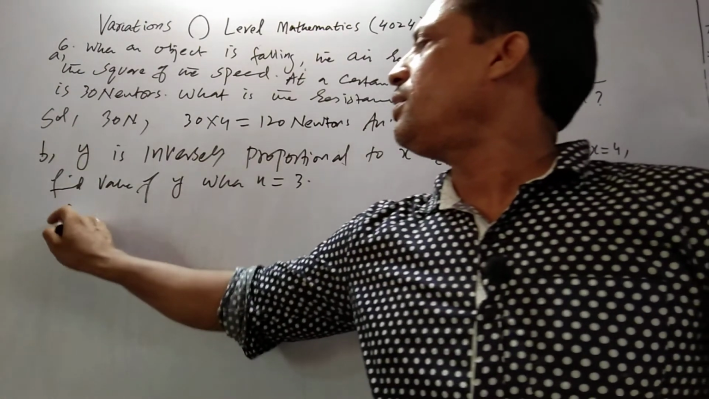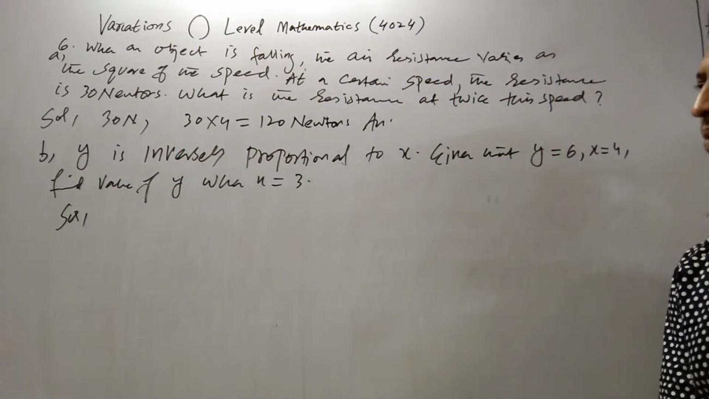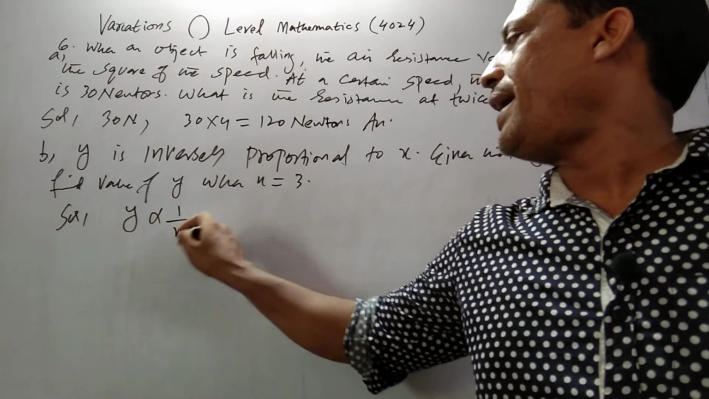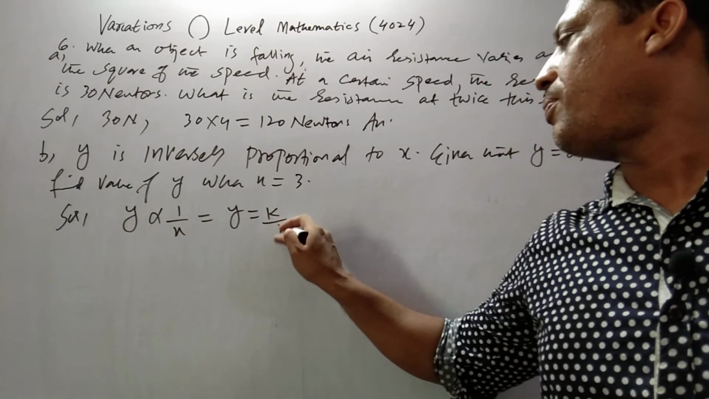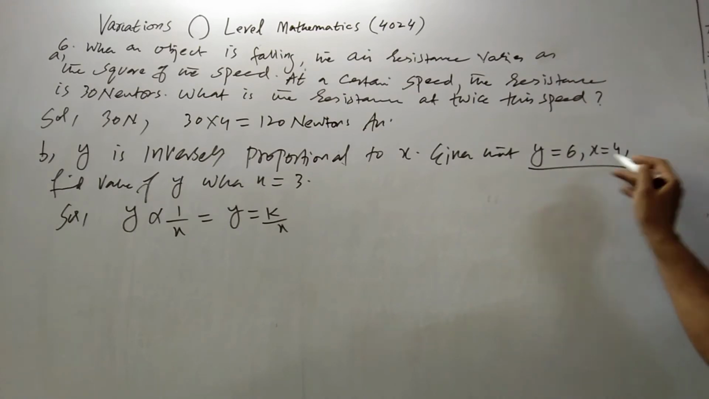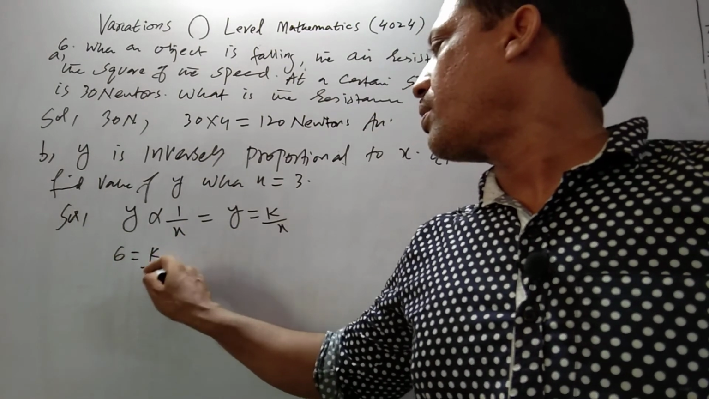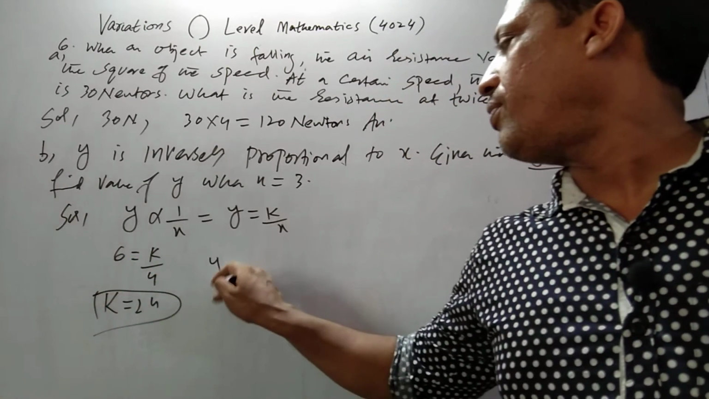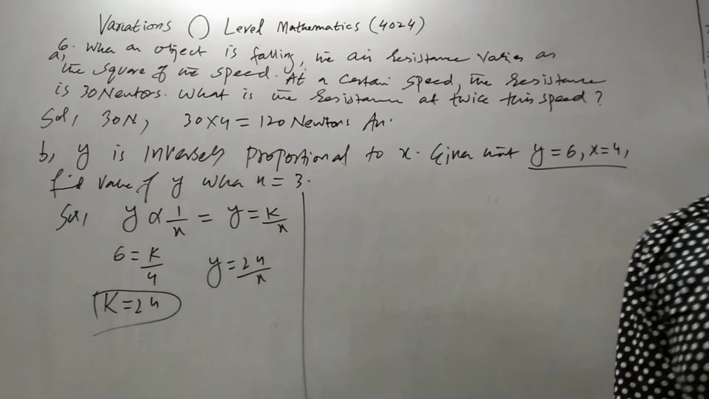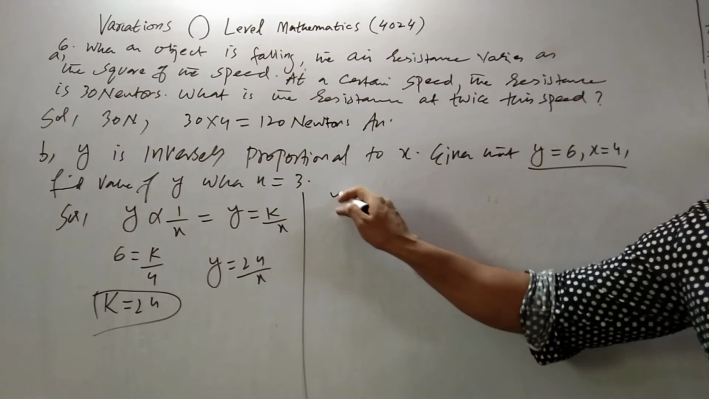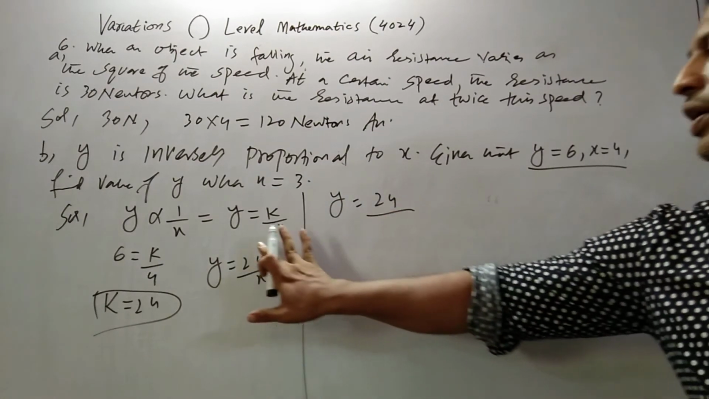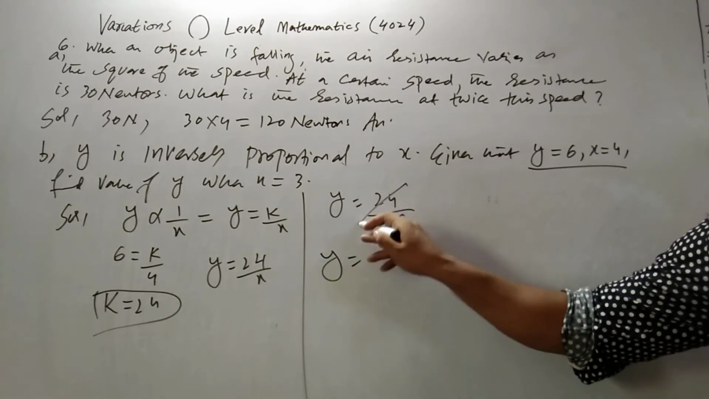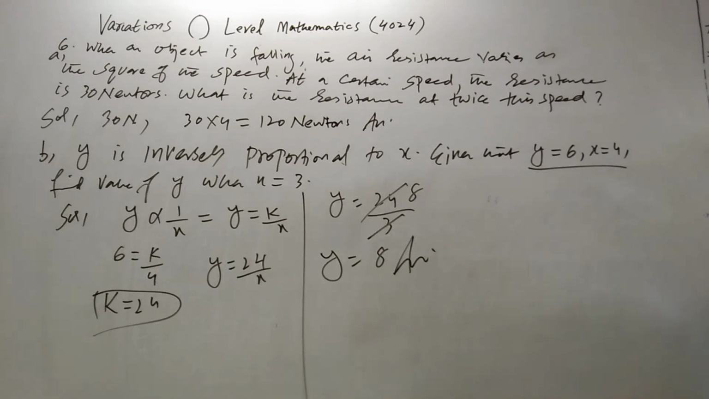It is very easy, student. We have done so many questions of this type. Y is inversely proportional to X implies that Y is equal to K upon X. Y is 6 when X is 4. So 4 sixes are 24, K is 24. Now Y is equal to 24 upon X. Find the value of Y when X is 3: 24 upon 3. 3 eights are 24, 8 is the answer.